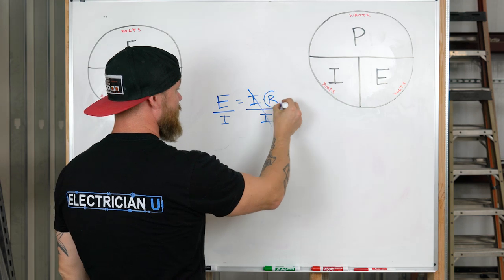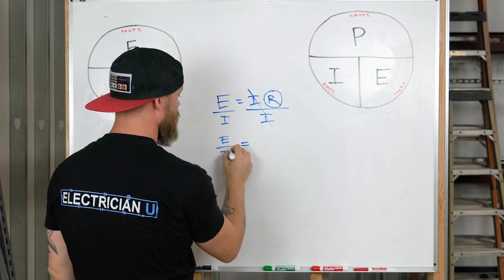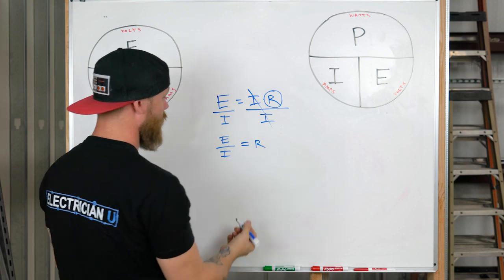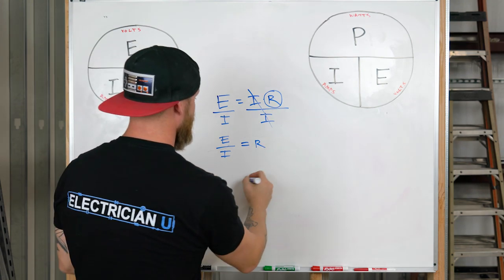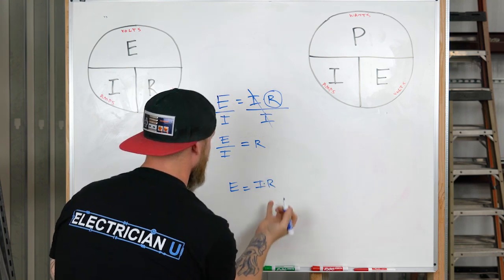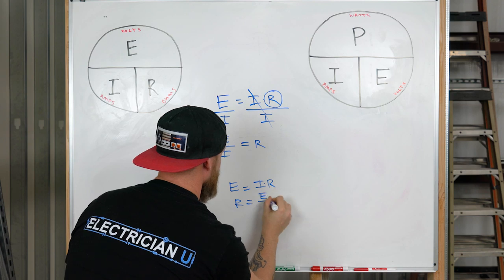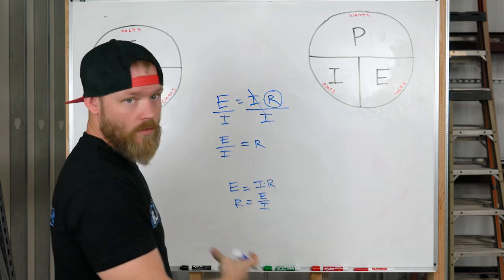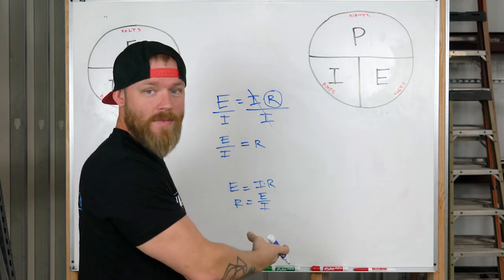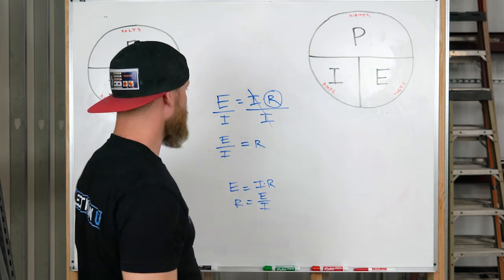So that isolates R by itself, so now this equation is E over I equals R. So it's saying that E equals I times R is the same thing as R equals E over I. It is identical. It's saying the exact same thing. It's just which values you have to solve with.